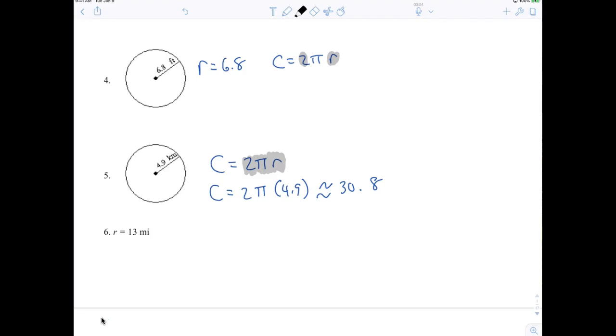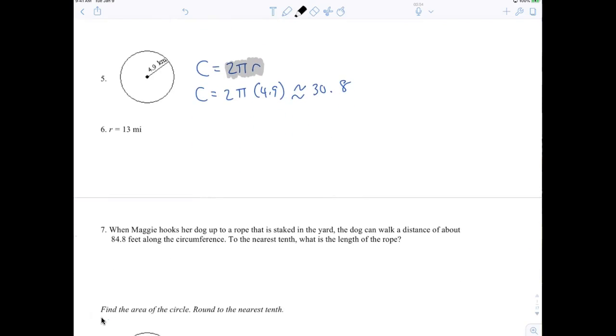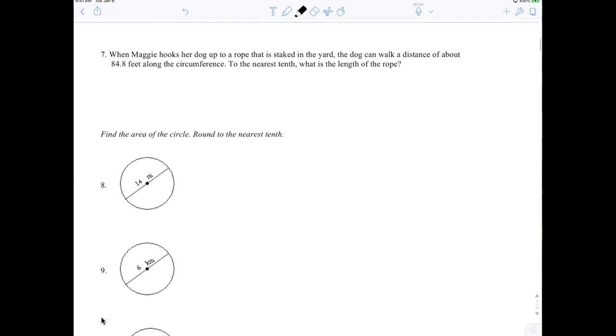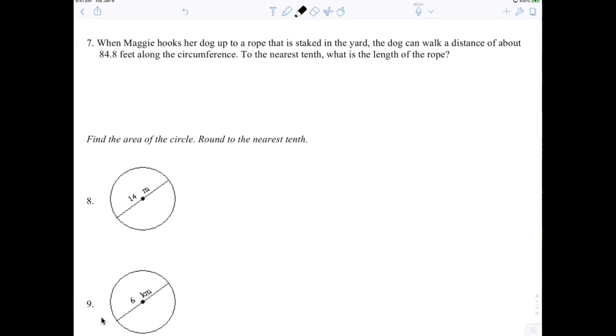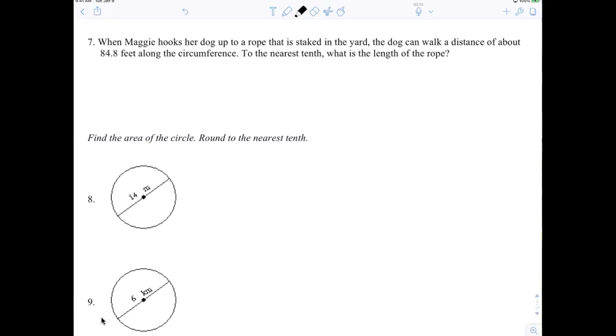Okay, everybody good? Now, don't forget for question number 6, just put r equals 13 mi. And then tonight, go back and figure out what the answer is. All right? Now we're back to normal. I think we've had this problem before.